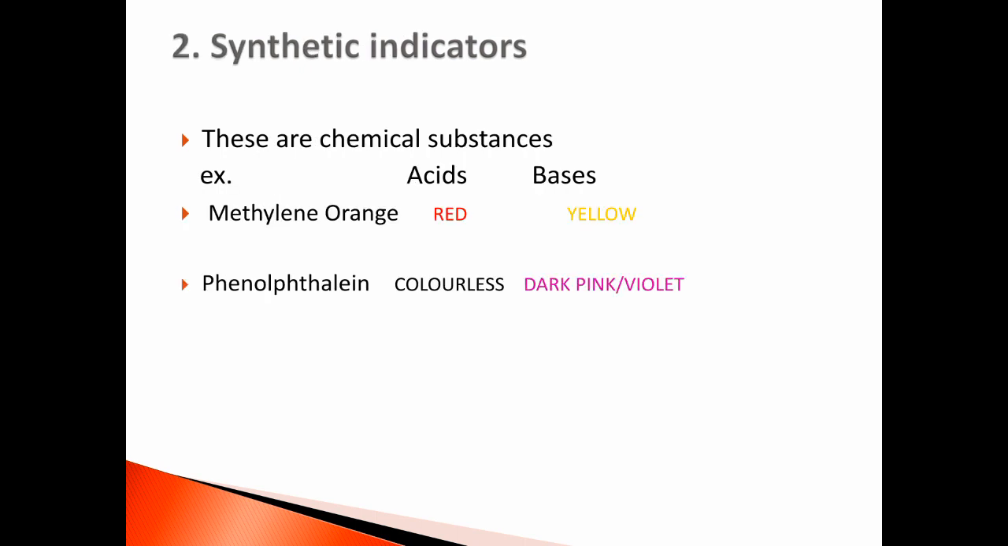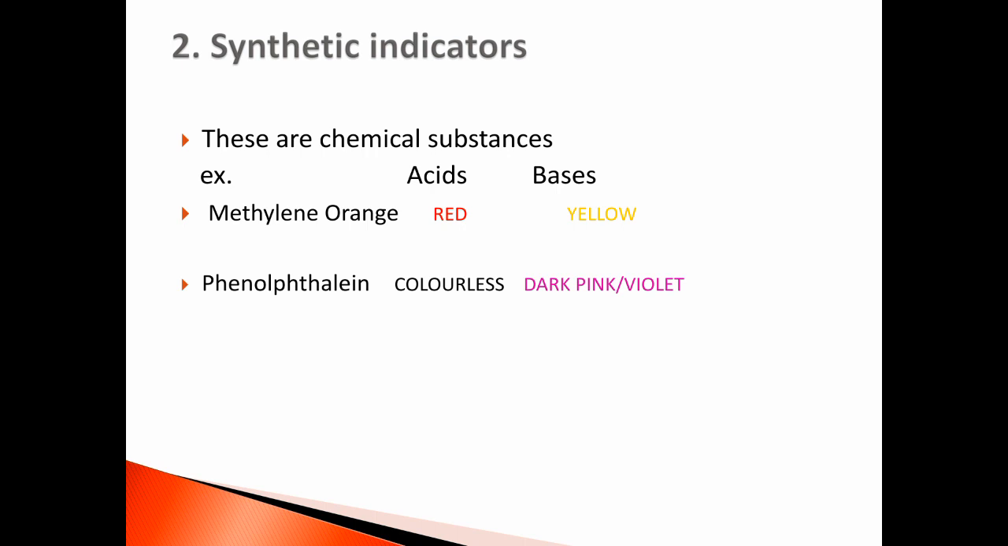The second indicator is synthetic or chemical indicators, and these are basically indicators which are prepared in the lab. Our first example is methyl orange, which turns red after addition of acids and it turns yellow on addition of bases. The second example is phenolphthalein, which is normally colorless. It turns into dark pink or violet color in presence of bases but remains colorless on adding acid to it.